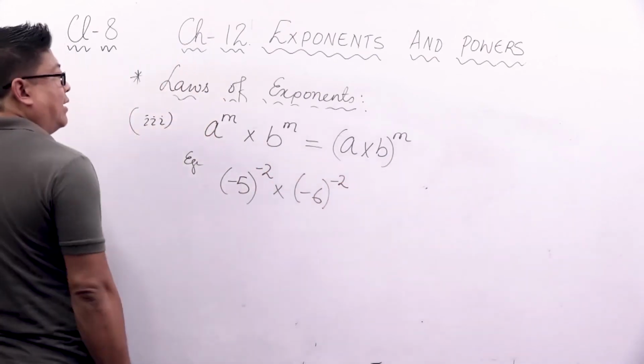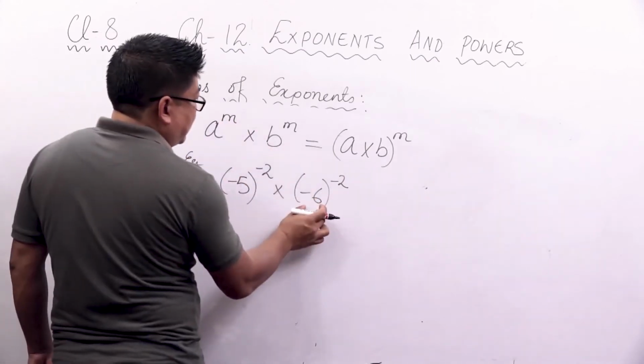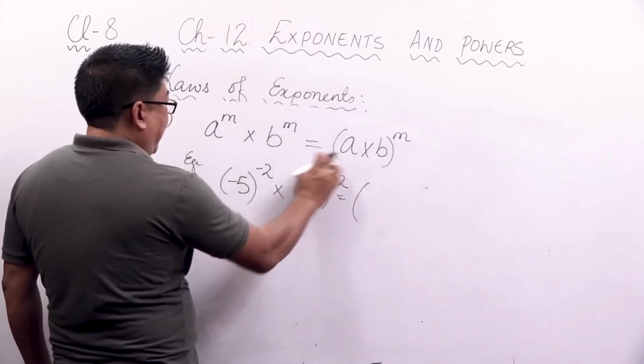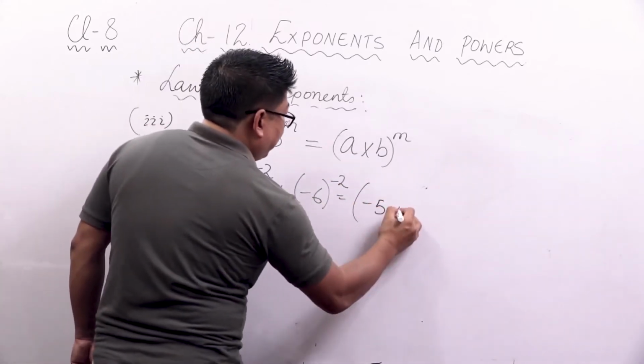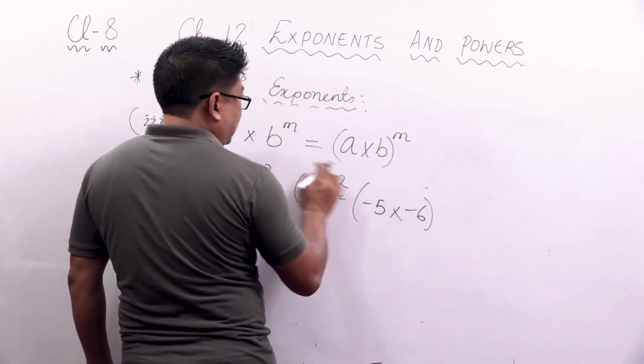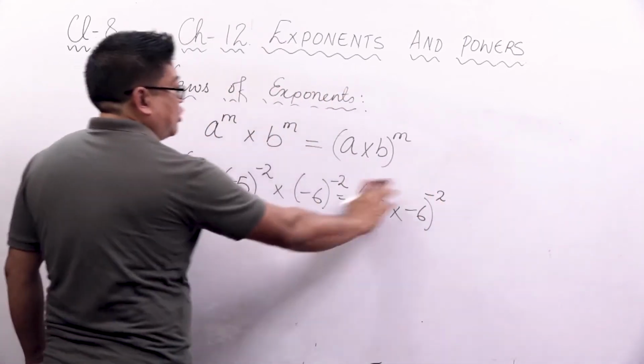Let's say this is a number. A is this, m is this, b is minus 6, m is minus 2. So here, in place of a, I will write minus 5, in place of b, minus 6, and the power is m, minus 2. So this is your power.